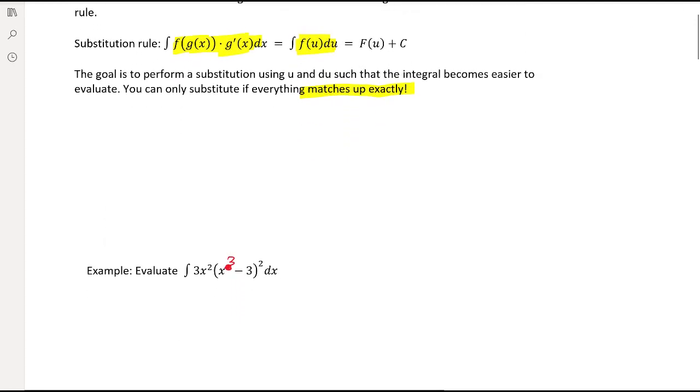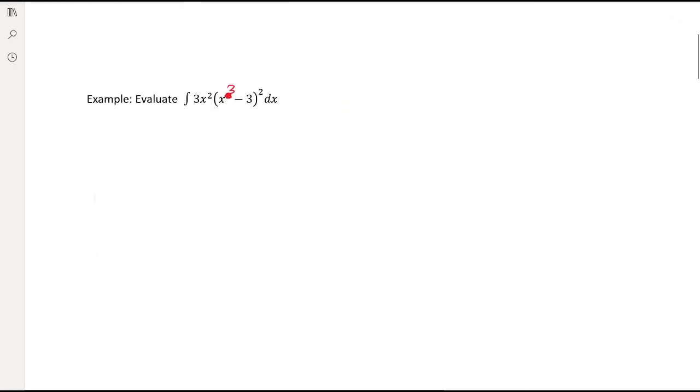So for example, we have the integral of 3x squared times (x cubed minus 3) to the second power dx. Okay, so why do we have to use the substitution rule? It's because the only other way we know how to go about this is that we would have to multiply x cubed minus 3 by itself two times, and then distribute a 3x squared to that product, and then integrate each term by term. We're not going to do all that. Instead, we're going to do u-substitution.